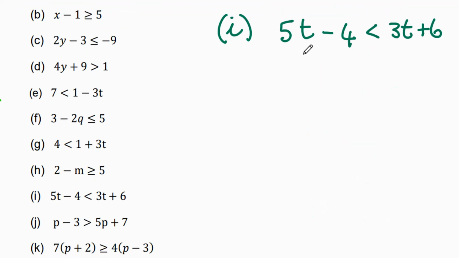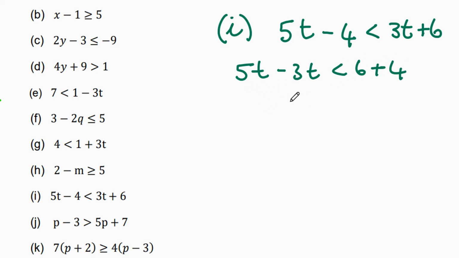So here we have letters on both sides of the inequality. And we always want all the letters to be on the left-hand side. So we're going to bring the 3t to the left-hand side. And it becomes negative 3t. The negative 4 we're going to take to the right-hand side. And it becomes positive 4.